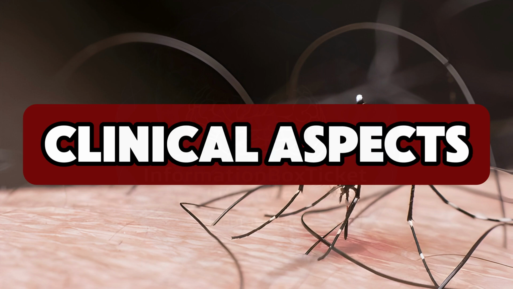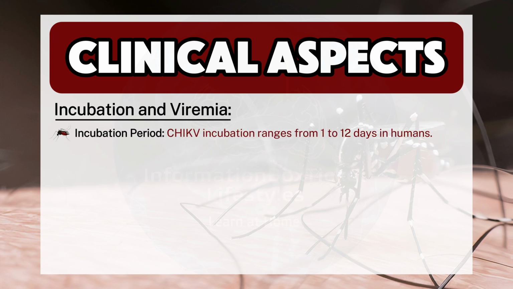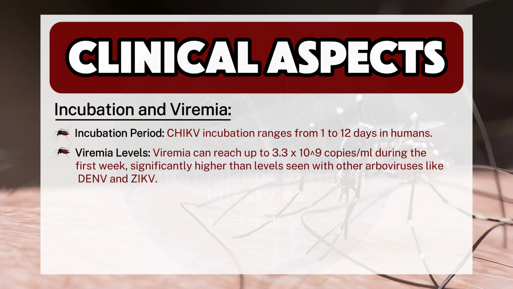Clinical aspects of chikungunya virus. Incubation and viremia. Incubation period. Chikungunya virus incubation ranges from 1 to 12 days in humans. Viremia levels. Viremia can reach up to 3.3 x 10^9 copies/ml during the first week, significantly higher than levels seen with other arboviruses like dengue virus and Zika virus.